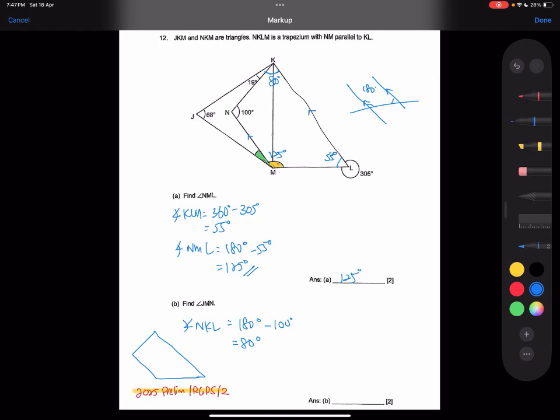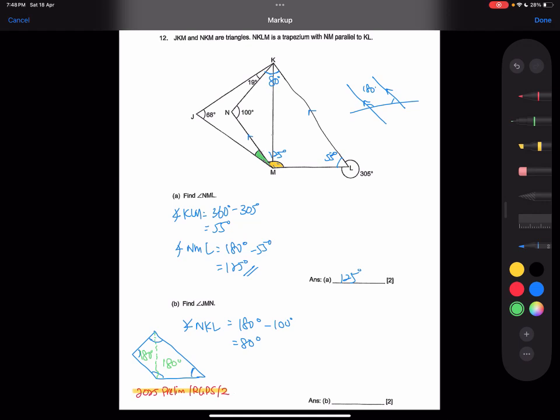Now what's the sum of all the angles inside? It's very easy. Imagine a 4-sided shape. You can easily cut it into 2 triangles. One triangle, sum of angles inside a triangle is always 180. Now you have 2 triangles. So the total of all the angles inside should add up to 360.